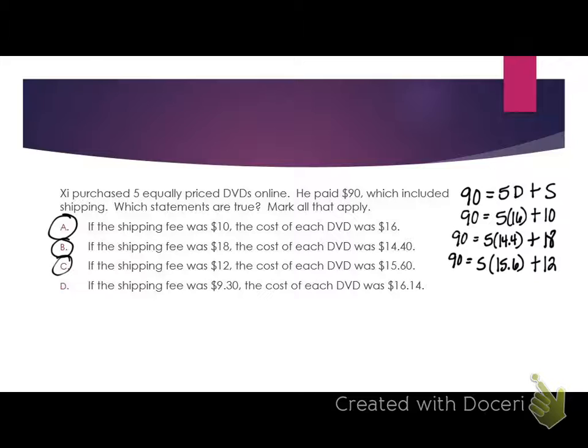And in D, we have a shipping fee of $9.30 and each DVD costs $16.14. So 5 times 16.14 is $80.70, and we add our $9.30 shipping to get a total of $90. So this again gives us the total we're looking for. So in this case, all 4 answer choices are correct.